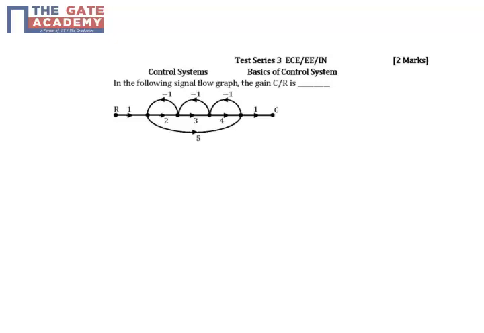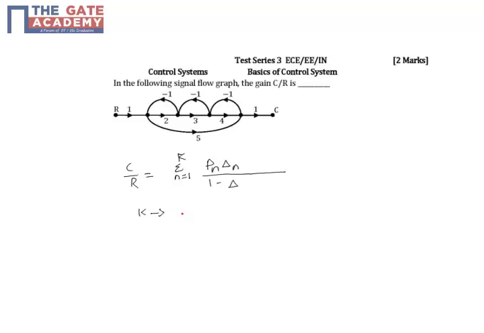In this question, we have to find the gain C by R of the signal flow graph that is given. For this, we will be making use of Mason's gain formula. Mason's gain formula is C by R equal to sigma n equal to 1 to k Pn delta n divided by delta. Now let us see what these terms mean.